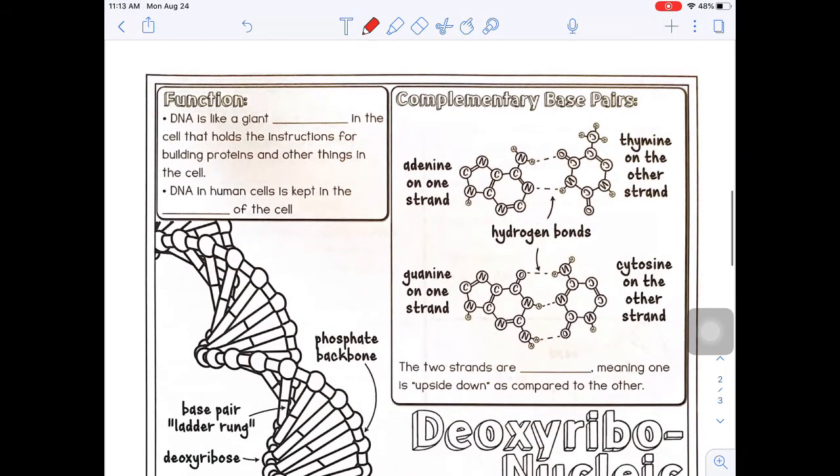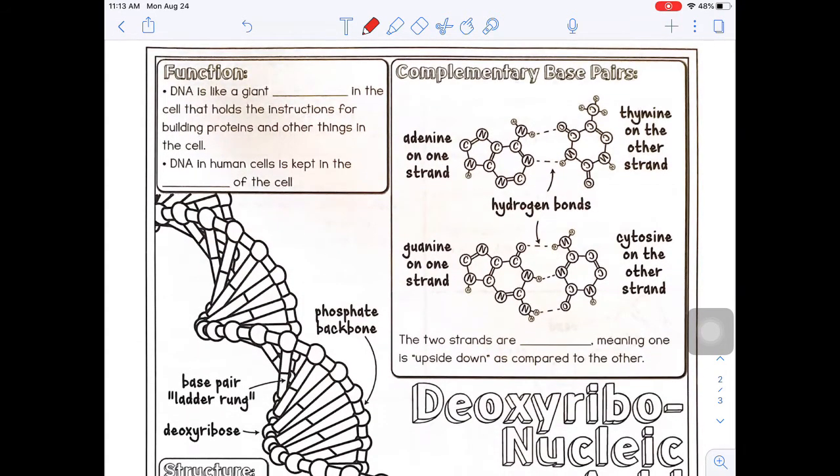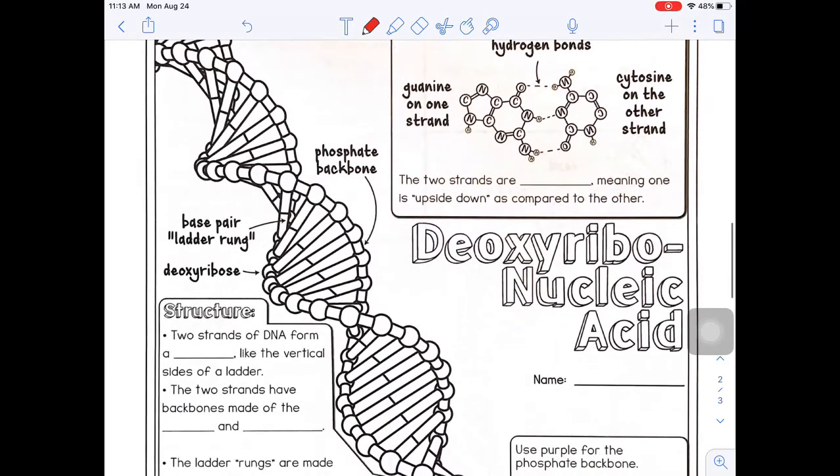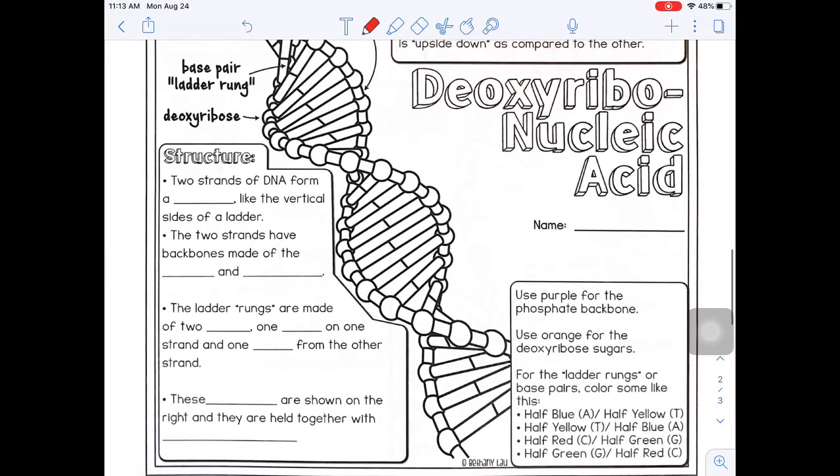So moving on to our DNA first. DNA, where is it in the cells? Oh yes, it's in the nucleus. And it is like a giant recipe book. It has the instructions for proteins and all the other functions of the cell. So on this page, what you're going to do is color in the DNA molecule. And down here are the instructions for colors with that.